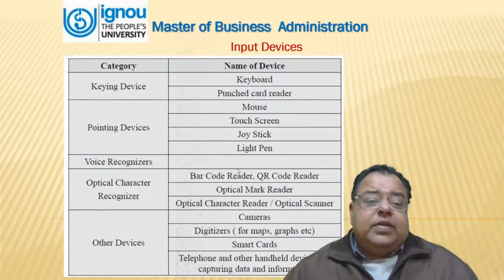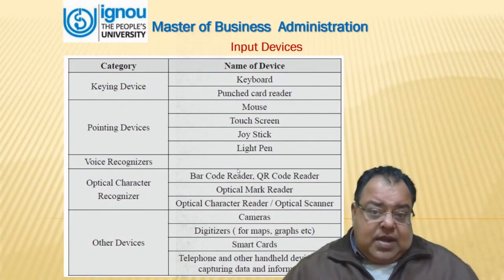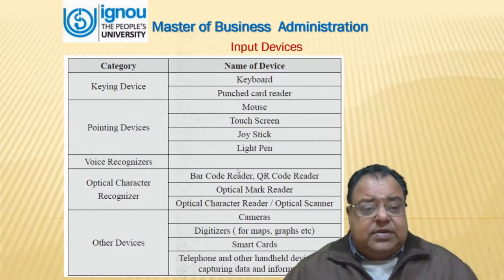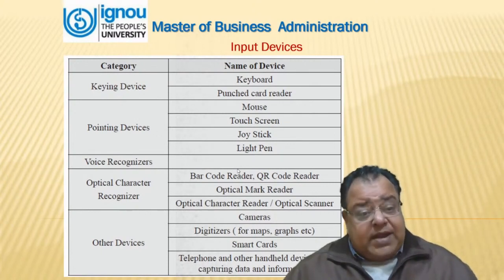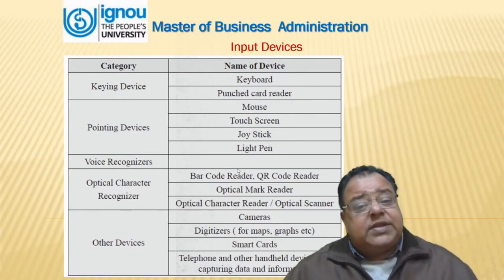You will see how input devices, what are the different types of categories. Keying devices, that is keyboard or punch card reader. Pointing devices, that is mouse, touchscreen, joystick, light pad.